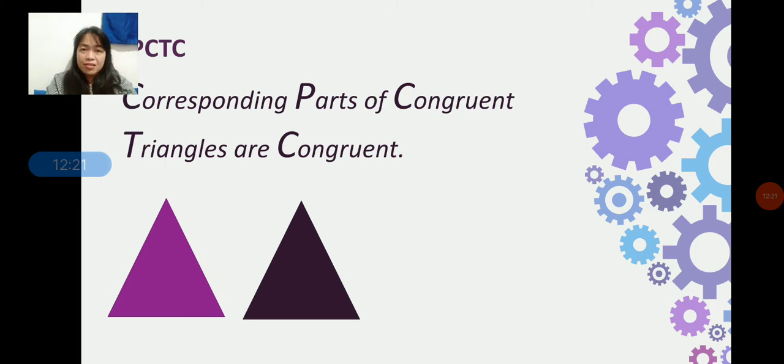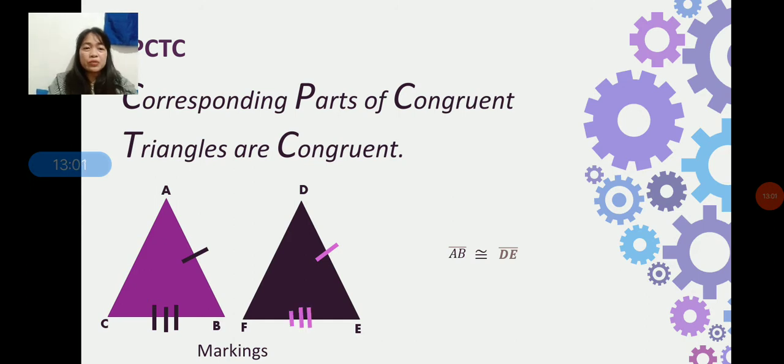Are there markings? No. So let us introduce markings. First, let us name these triangles. We have triangle ABC, and the other triangle is DEF. Now, let us have CPCTC. Again, you should have angles and sides. If we have side AB and side DE having the same markings, then we can say that AB is congruent to DE. And if we have side BC, congruent with side EF.